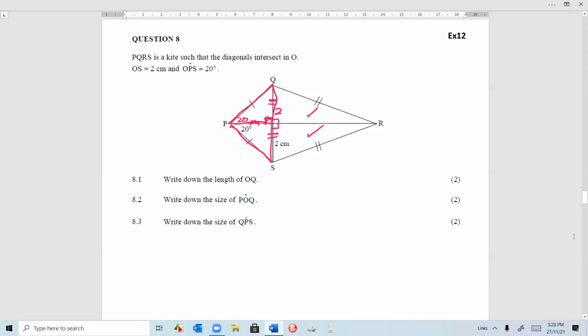So how would we find, let's make a question Q1. How would you go about finding Q1? Sum of angles of a triangle. Well done. Sum of angles of a triangle. 180 minus 90 is 90, minus 20 is 70. And we know we have an isosceles triangle that has to be 70. Okay, we're moving on.